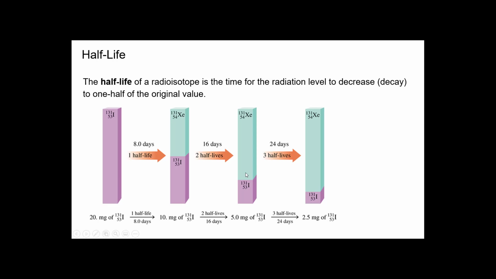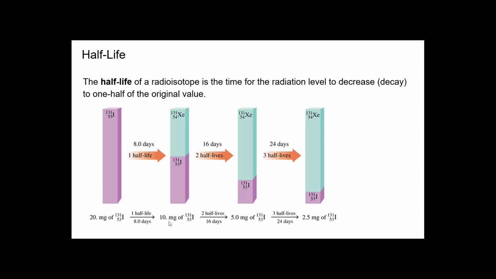So knowing the half-life, we can determine how many half-lives. We can use that information to figure out how much is left after a certain amount of time. So for instance, if you look at the bottom here, we start out with 20 milligrams of iodine-131. We know that one half-life is 8 days. So after 8 days, it'll be at 50% of its original value, which makes it 10 milligrams.